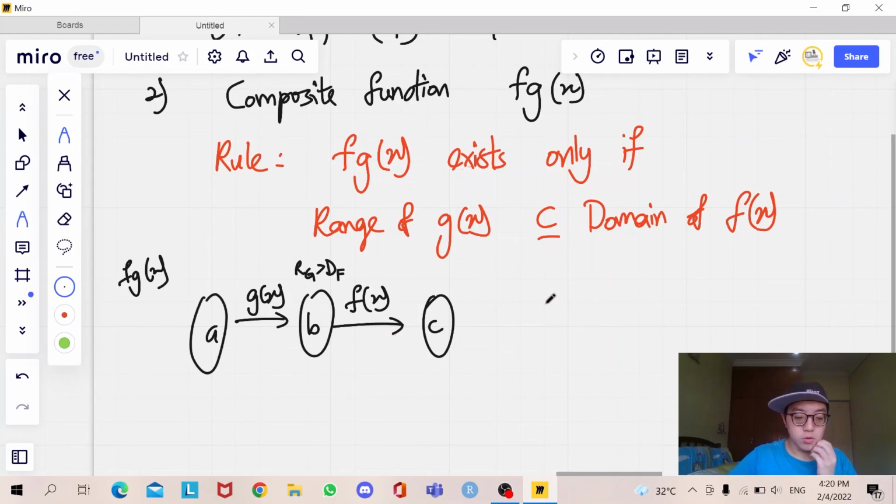So if you don't understand what I just said, you just need to remember this. The range of g(x) must be a subset of the domain of f(x), given fg(x). So the range of the inner one must be smaller than or equal to the domain of the outer one. So these are the two things that you need to take note of.